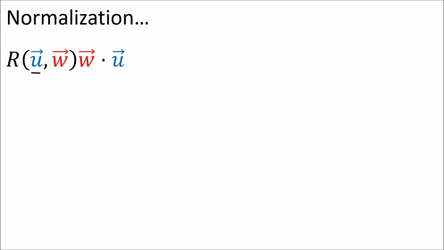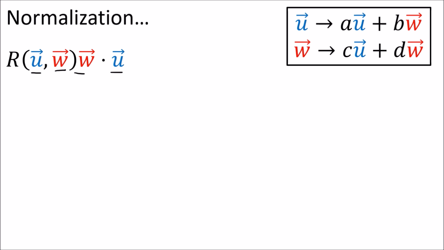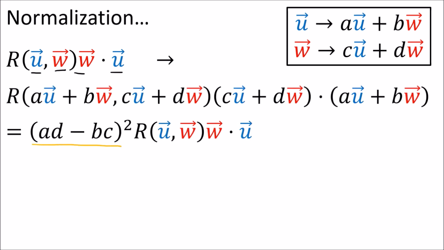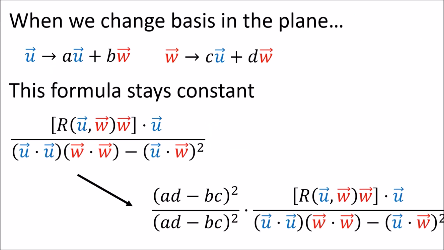So this Riemann term with UWWU, when we change to two new vectors in the same plane, we get two factors of AD minus BC out in front, one from this UW pair and one from this WU pair. So now we know where this term comes from in the numerator. Now let's see how we get the same factor out in front from the denominator.